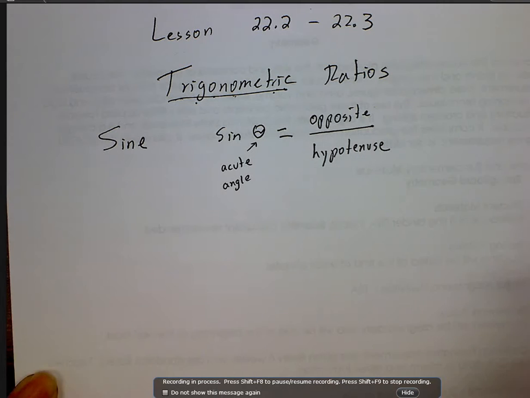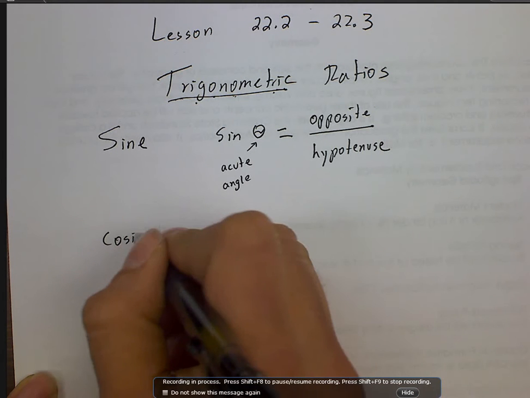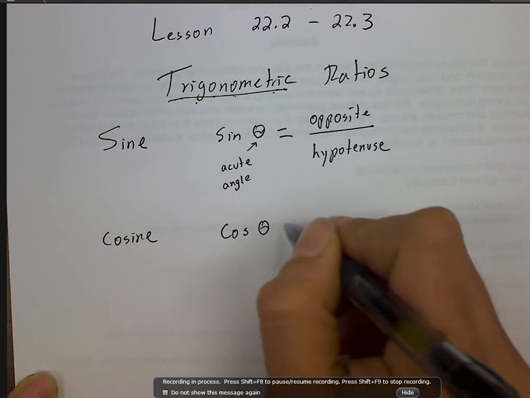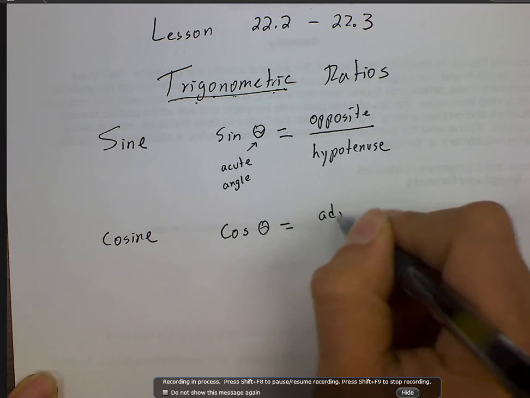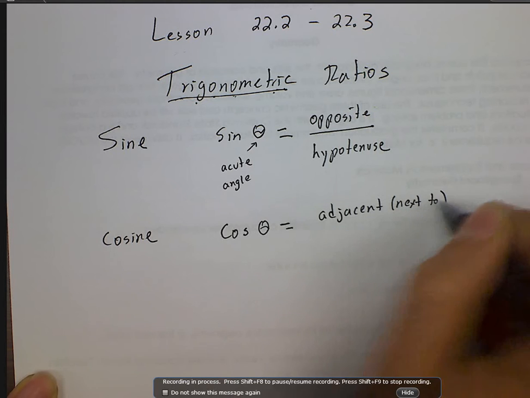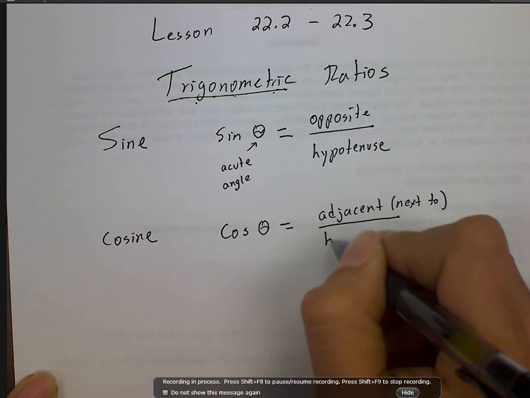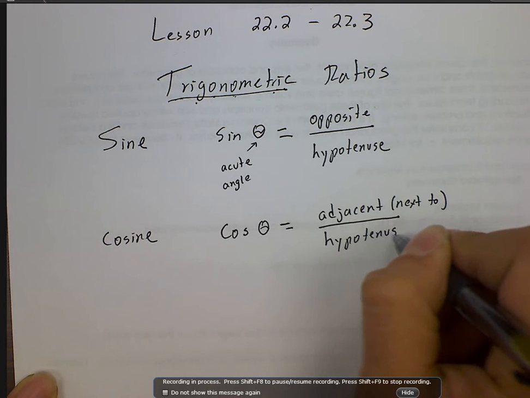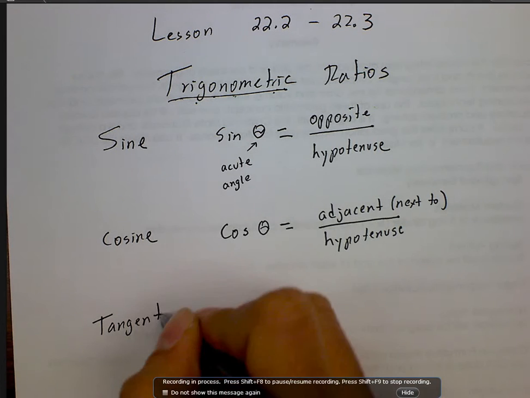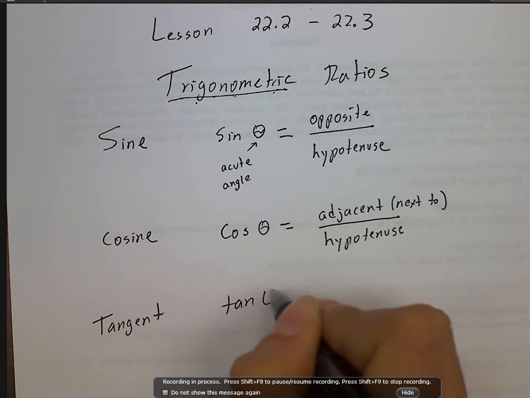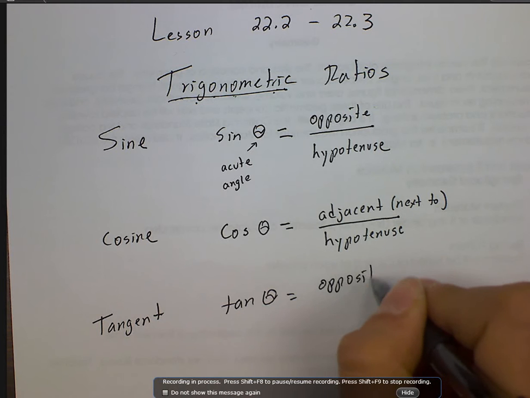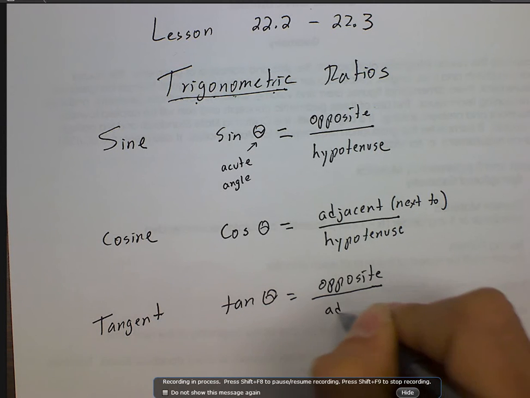Okay, the next one is cosine. We use cosine of an acute angle in a right triangle, which is equal to the adjacent side. Adjacent means next to. So adjacent over the hypotenuse. And then the last one that we're going to be using in this class is tangent. Tan of theta is equal to the opposite side over the adjacent side.